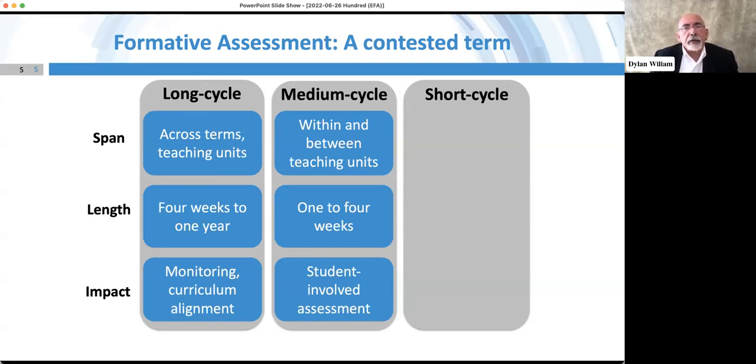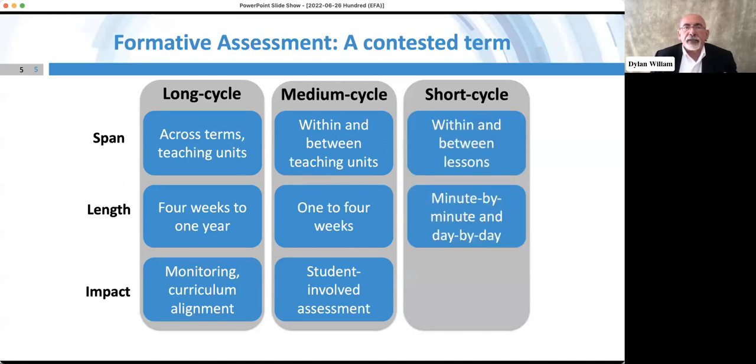But the research, I think, now shows pretty clearly that while those 2 processes that I've mentioned, the long cycle and the medium cycle formative assessment, are important, the biggest impact comes when you do it within and between lessons, minute by minute and day by day. So rather than thinking about formative assessment as happening every 20 days, we should be thinking about it as happening every 20 minutes.